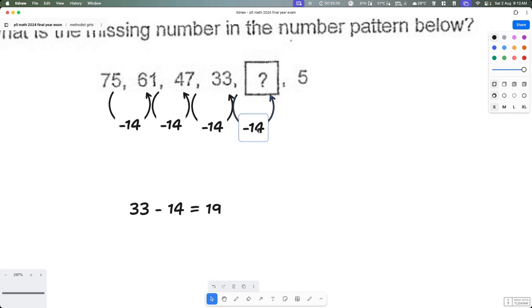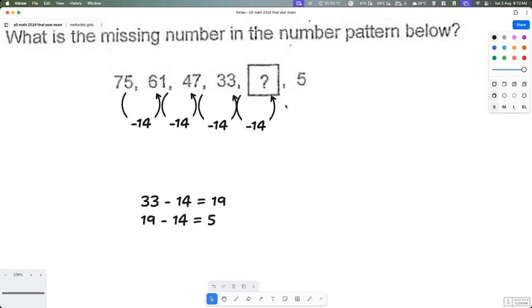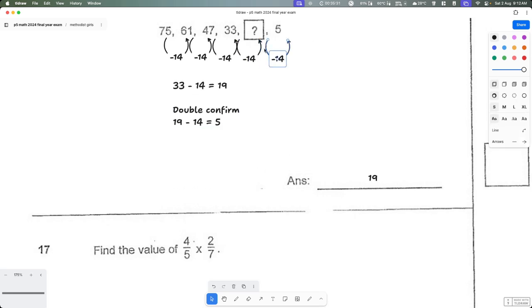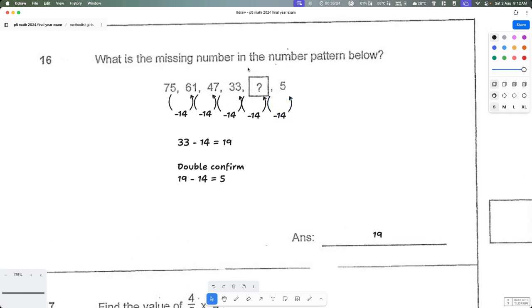So if I put 19 minus 14, this will give us 5, which is exactly what we want over here. That means the answer to this is 19. For the 19 minus 14, this is just to double confirm. 19 minus 14 should also be 5. So it should be 19. Let's move on to the next question.